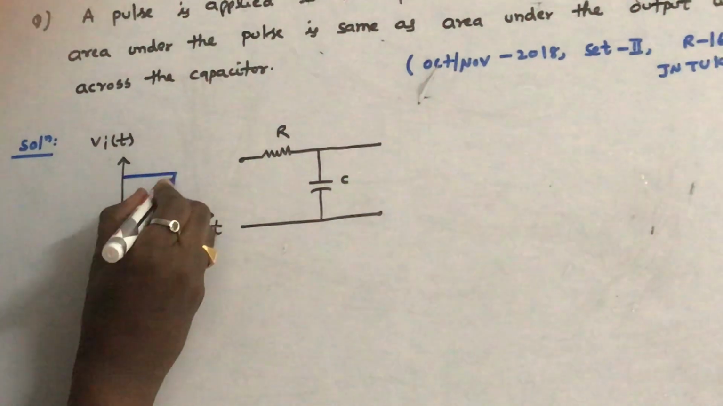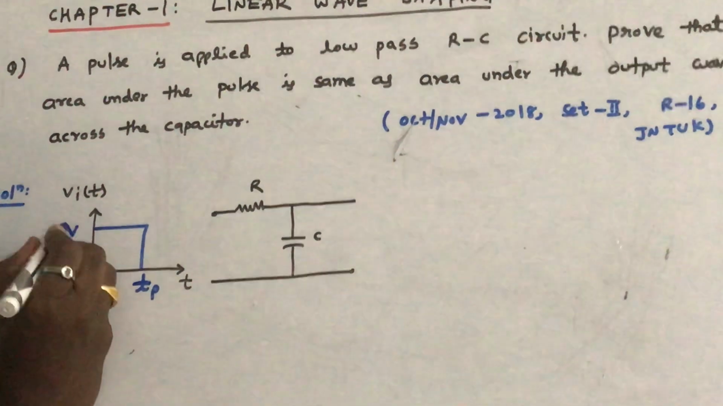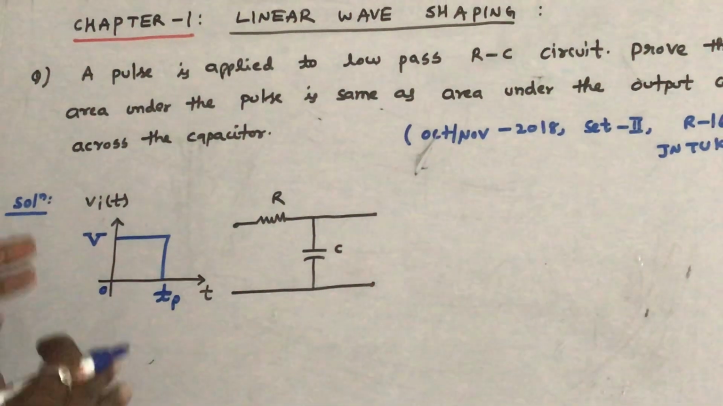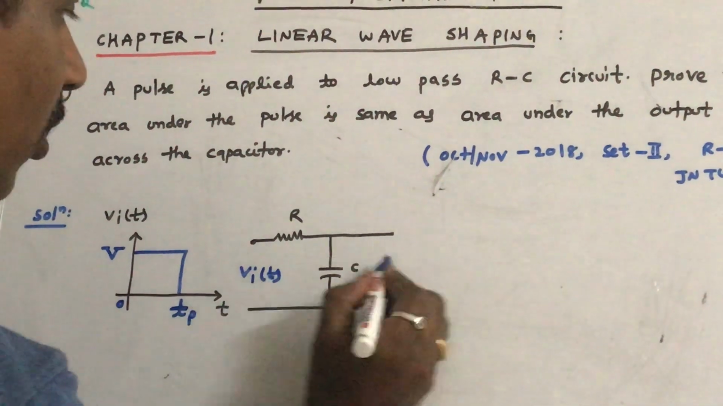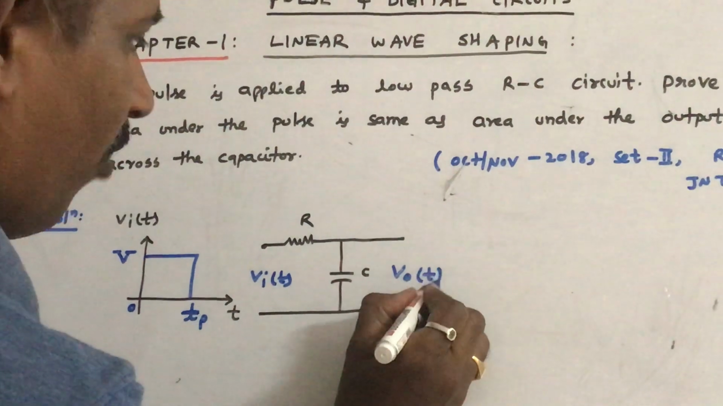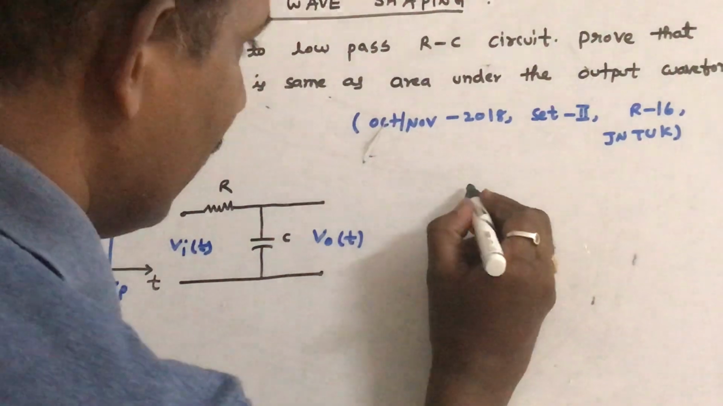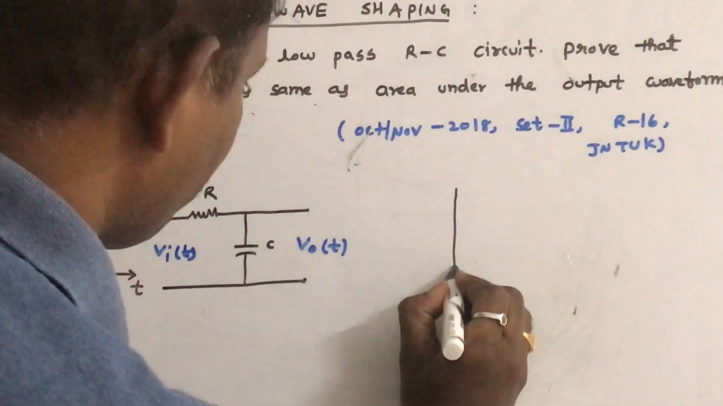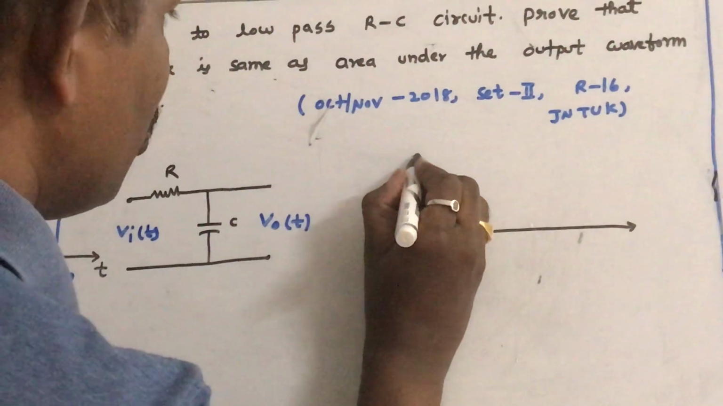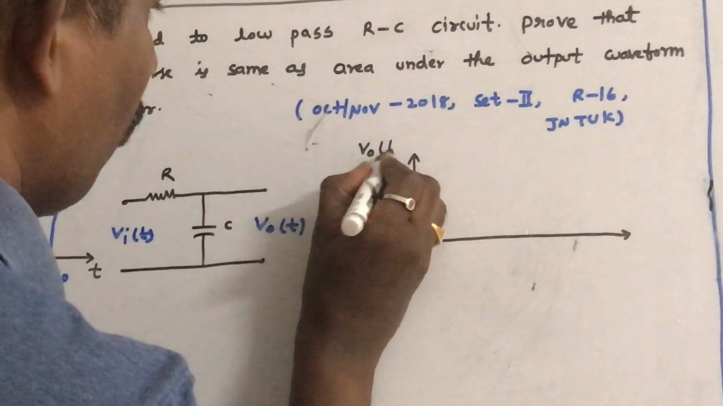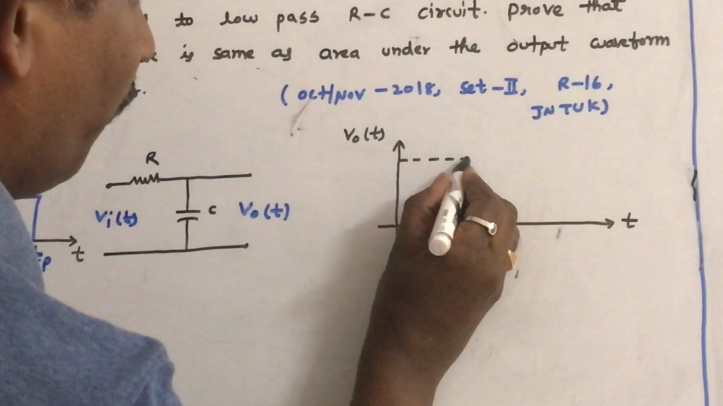Let us take this pulse to be something like this, of duration Tp. Let us assume the duration is Tp and the amplitude is V. Such a pulse is applied to this circuit, say this is Vi of t. The voltage across the capacitor is say V0 of t. I have explained the nature of the output in theory, so I am drawing the output. The output will be something like this. So this is V0 of t versus t.